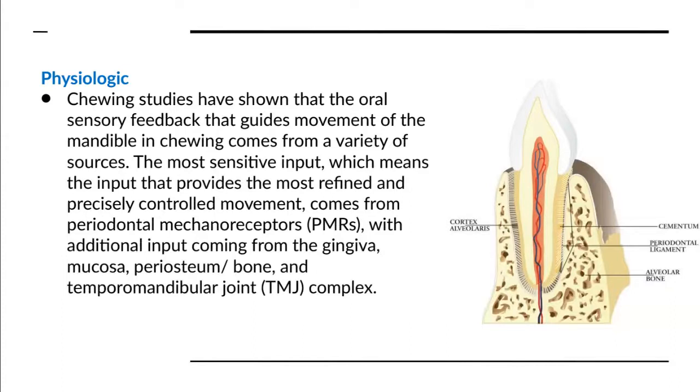Physiological changes means what is the mechanism which is happening in the periodontal ligament. Now, chewing studies have shown that the oral sensory feedback that guides movements of the mandible in chewing comes from a variety of sources. So whenever a patient chews food, he enjoys that food. Why does he enjoy that food? Because there is a mechanism which is happening from the periodontal mechanoreceptors. These mechanoreceptors send signals to the brain that, wow, I'm eating a solid food, I'm enjoying the food.